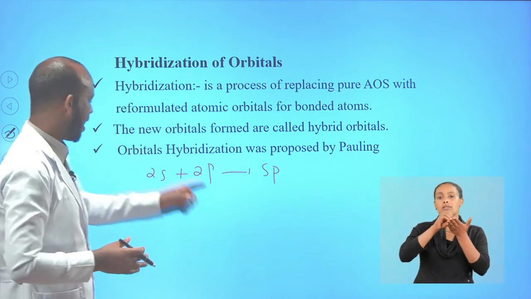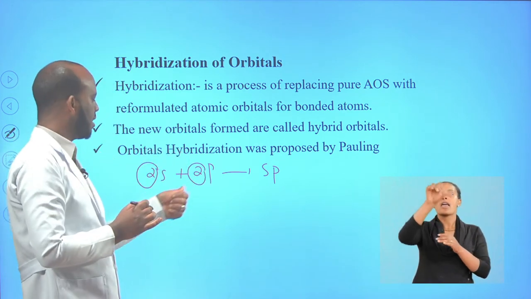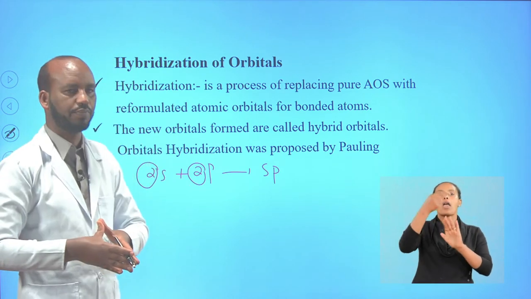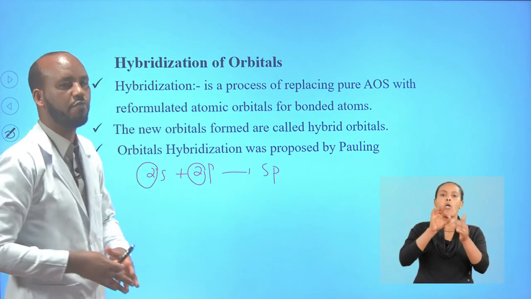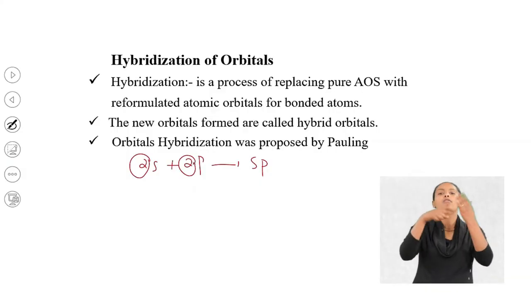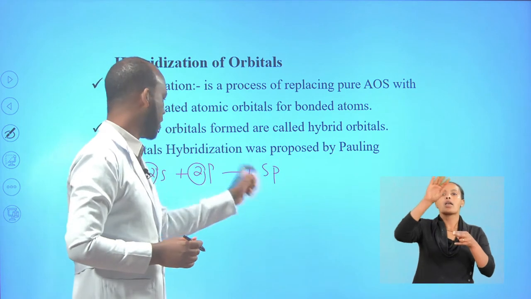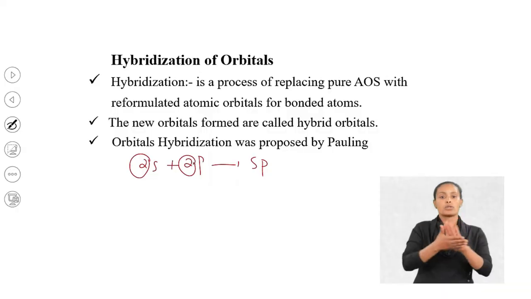You see, hybridization takes place from the same energy level. A 3s atomic orbital is mixed with a 3p atomic orbital to form sp hybrid orbitals. The number of hybrid orbitals equals the number of atomic orbitals involved. Therefore, hybridization is the process of replacing pure atomic orbitals with reformulated atomic orbitals for bonded atoms. The new orbitals formed are called hybrid orbitals. Orbital hybridization was proposed by Pauling.